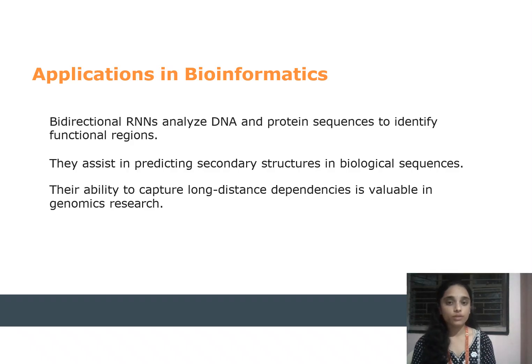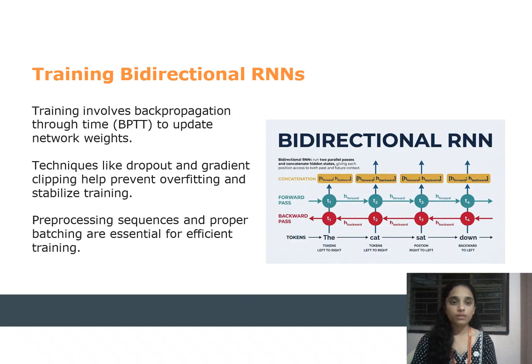Applications in bioinformatics. Bidirectional RNNs are also used in analyzing DNA and protein sequences to identify functional regions. They assist in predicting secondary structures in biological sequences. Their ability to capture long-distance dependencies is valuable in genomics research.